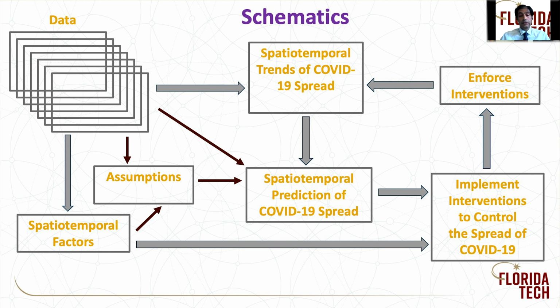Some of them consider that interventions will be there indefinitely, like the MIT model. And some of them consider a 20% reduction in contact or 30% reduction in contact, like the Columbia University model. Those assumptions about interventions are hypothetical. And when you have hypothetical assumptions, you end up with hypothetical predictions.